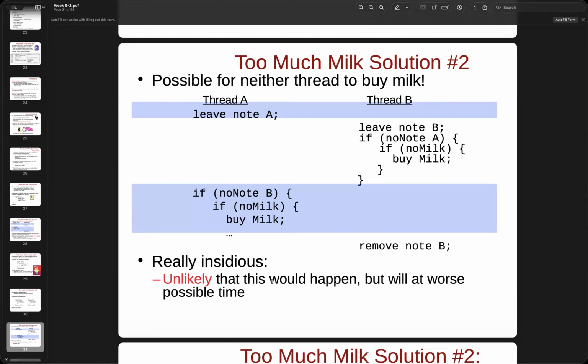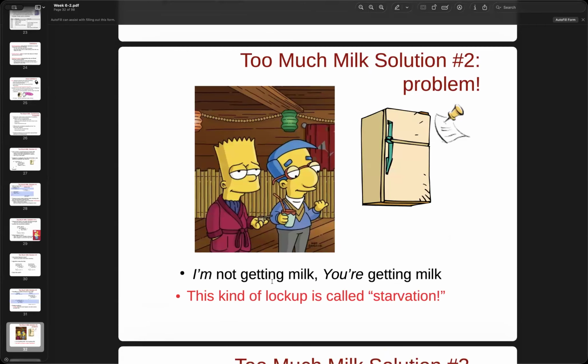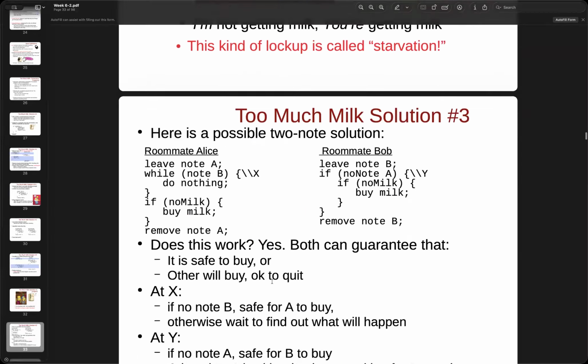That means this solution is still not yet perfect. Each is always thinking of the other: I think I'm not getting the milk because you're getting it. This lockup is called starvation. Everyone is waiting for it, but nobody takes action. So how about the third solution?